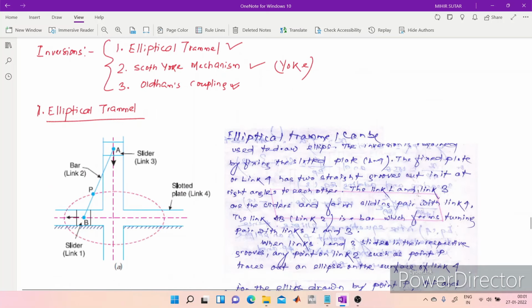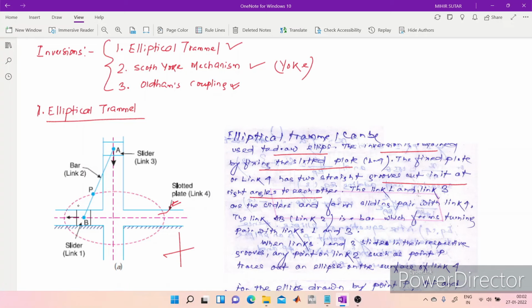First, coming to the elliptical trammel. Elliptical trammel can be used to draw an ellipse. The inversion is obtained by fixing the slotted plate, which is our link 4. This is the slotted plate, you can see this shape, and this fixed plate, link 4, has 2 straight grooves cut in it at right angles to each other.